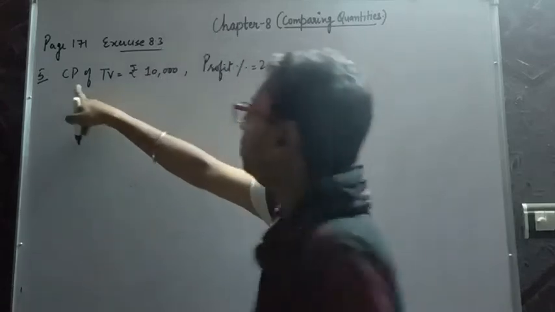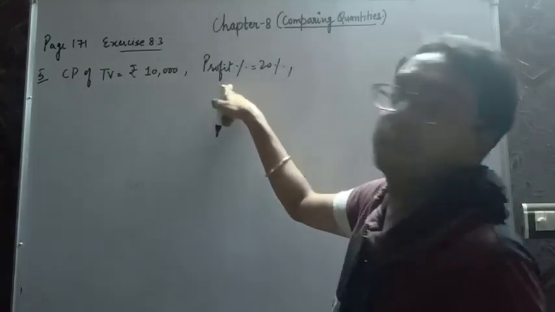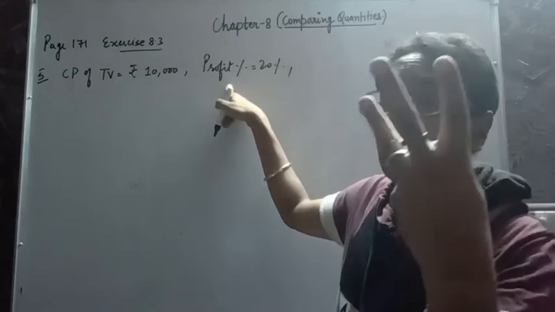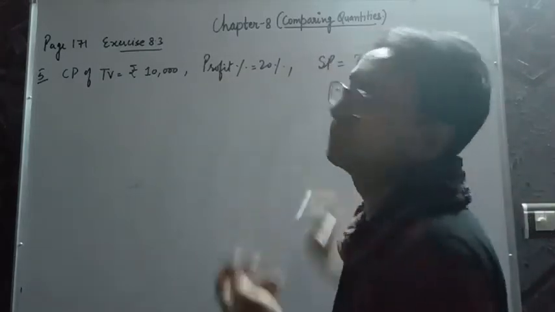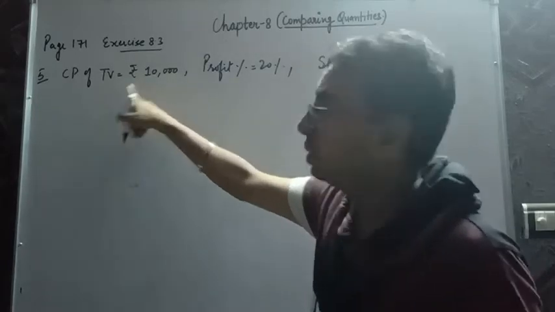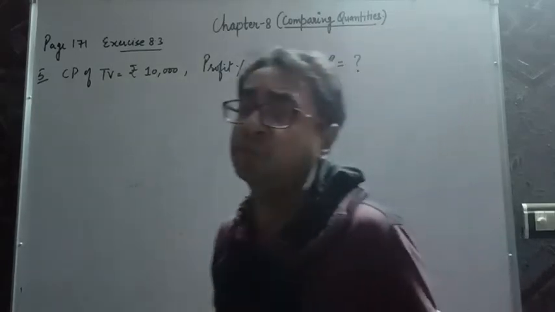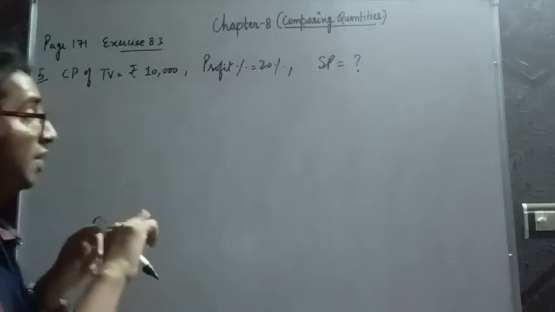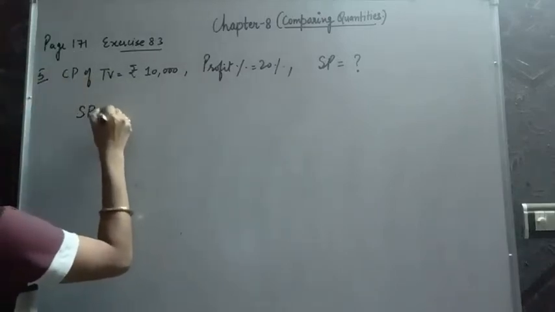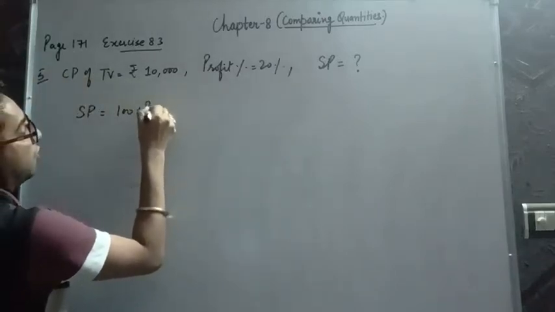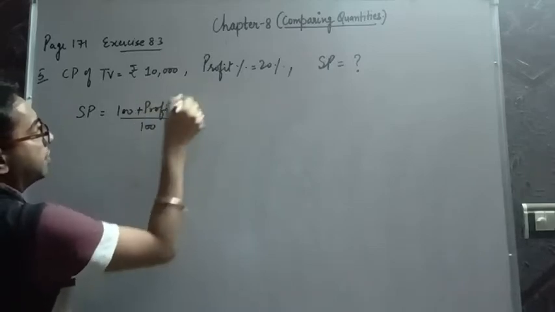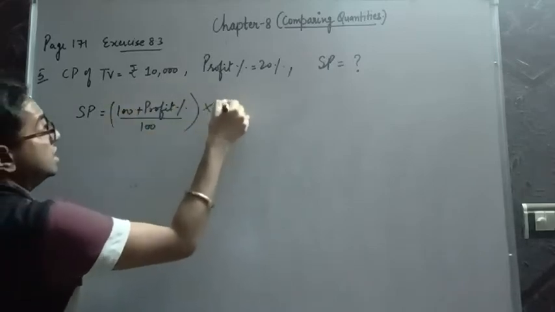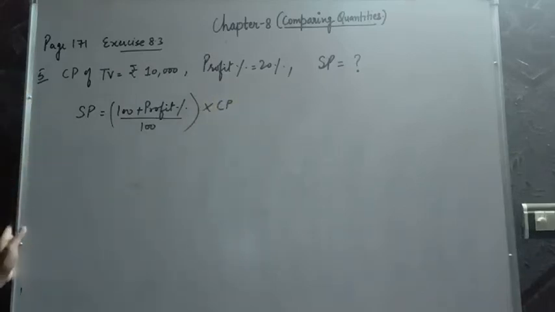20%. CP is with us. Profit percent is with us. What is the third thing we have to find? Yes, SP. We don't know SP. CP and profit percent are given, we have to find the SP. Which formula will we use? Very good. SP is equal to (100 plus profit percent) upon 100 into CP. Guys, why have I given you this formula?